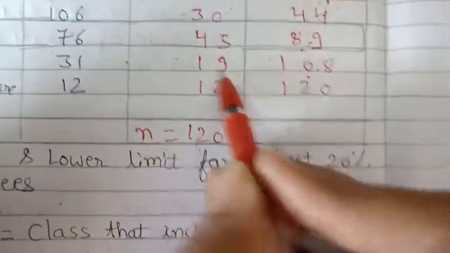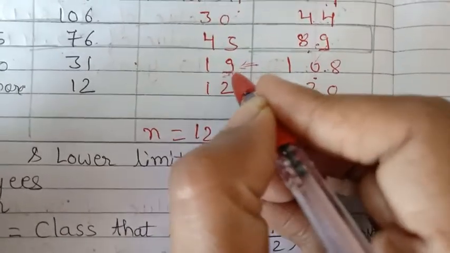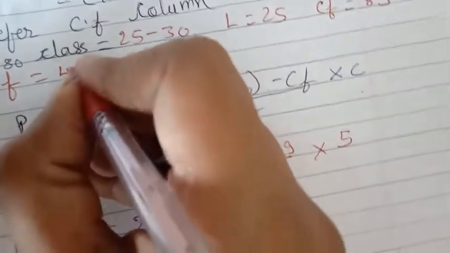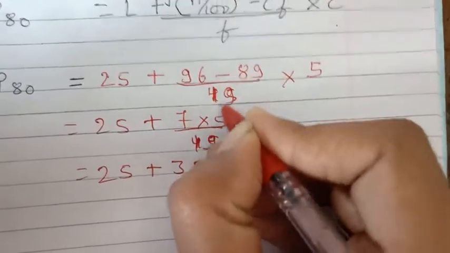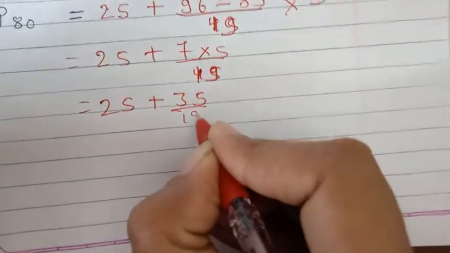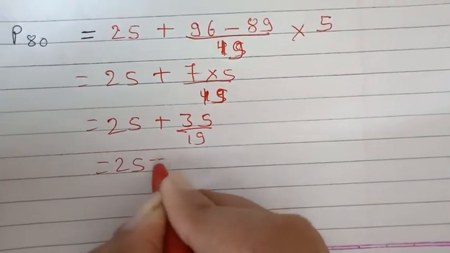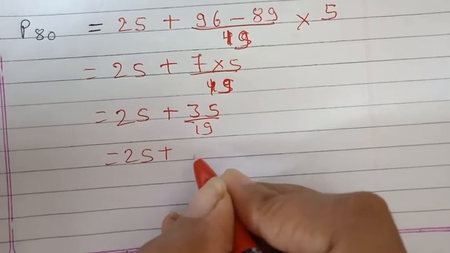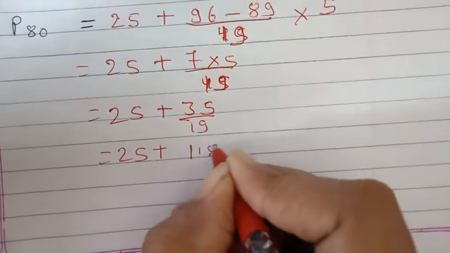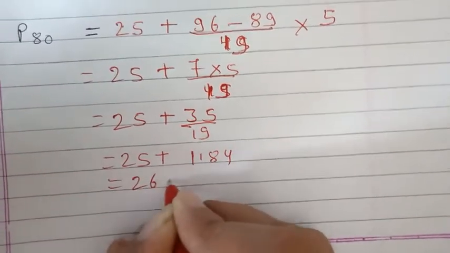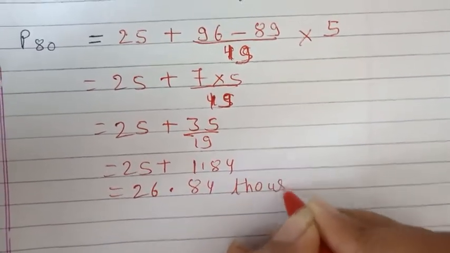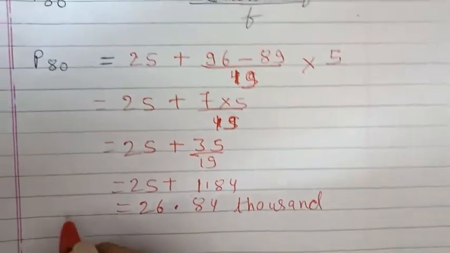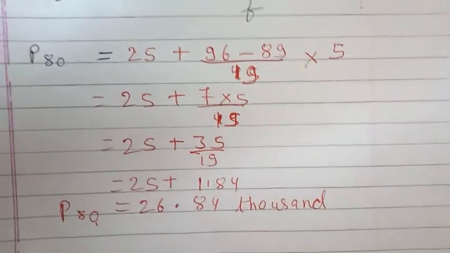Frequency here is 19, the frequency of that particular class. So 35 divided by 19, that is equal to 25 plus 35 divided by 19. It will give you 1.84. Your answer will come 26.84 thousand. That is your P80.